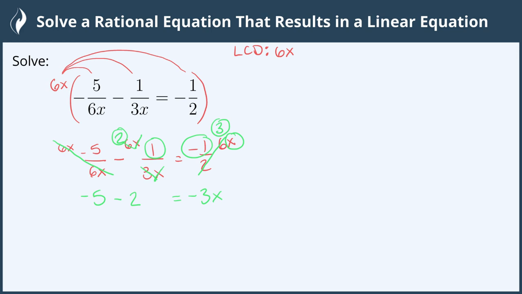Now we can go ahead and finish solving by subtracting on the left-hand side. Negative 5 minus 2 is negative 7 equals negative 3x. Then we continue solving by dividing both sides by negative 3. A negative divided by a negative is positive, so we get 7 over 3. Negative 3 divided by negative 3 cancels, and so we get x equals 7/3. And we're all done.